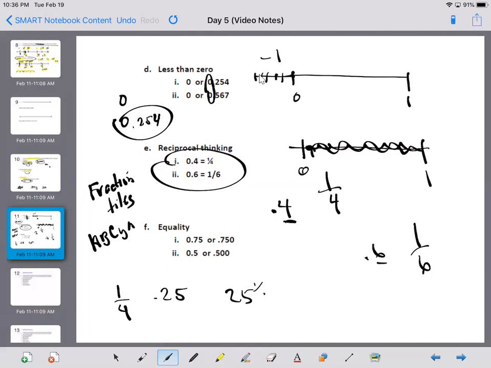But this last one here is always tricky for the students because it also goes back to that larger number is more digits. It's got to be larger. Well, 75 hundredths is the same thing as 750 thousandths. And you can use a zero placeholder, and now that you do that, you can see that they're equal.